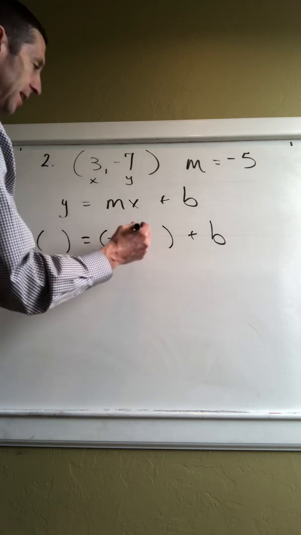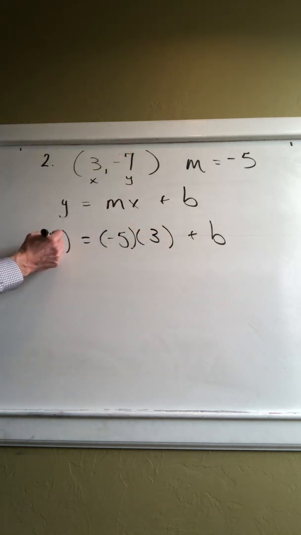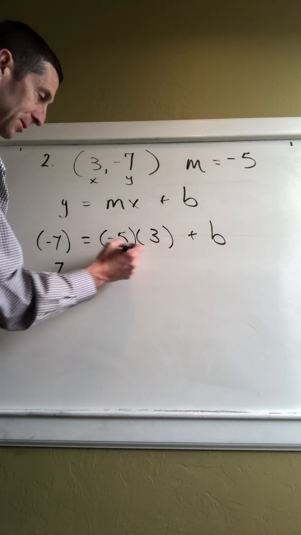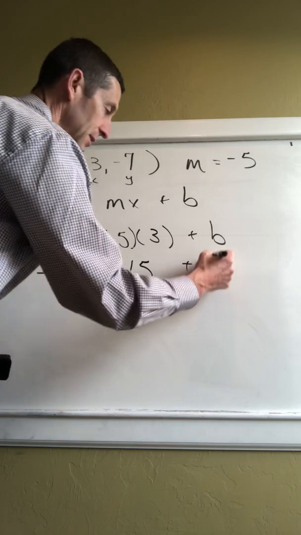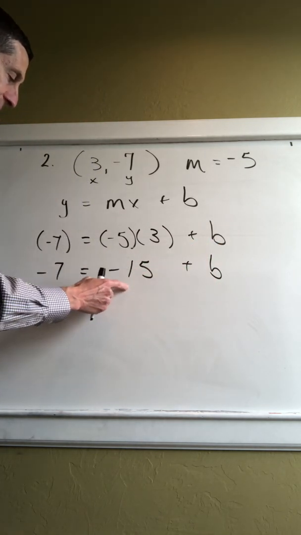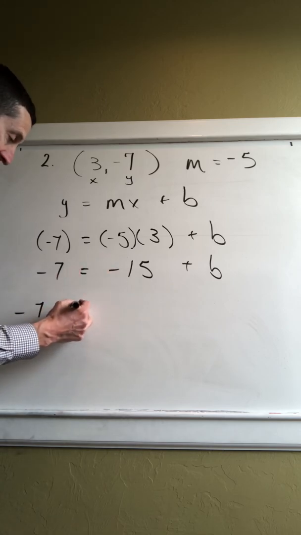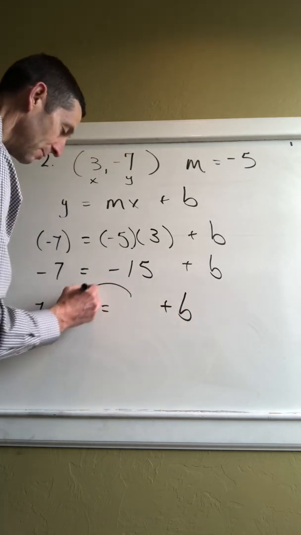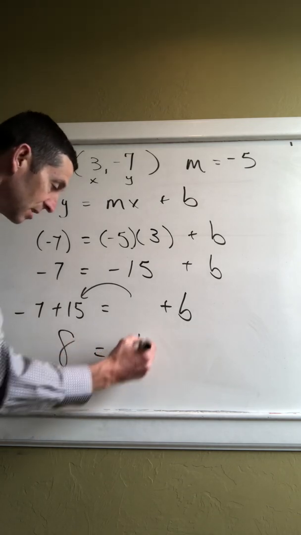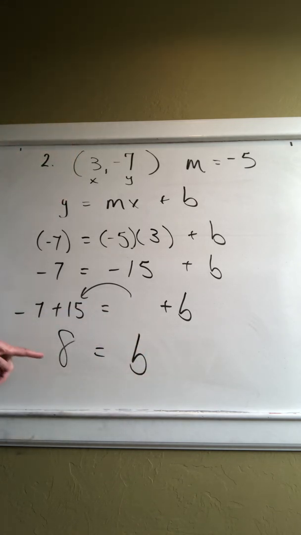Okay, so here we go. X is equal to 3, y is equal to -7. And you've got exactly what you need. Now you just got to do a little bit of math. So here we go. We've got -7, -5 times 3. That's -15. And then you just try to solve for b. We got to take the -15 and run him to the other side. And remember, when we run him over here, it was a -15. On this side, it's +15. So this gives me a +8 for my b value.